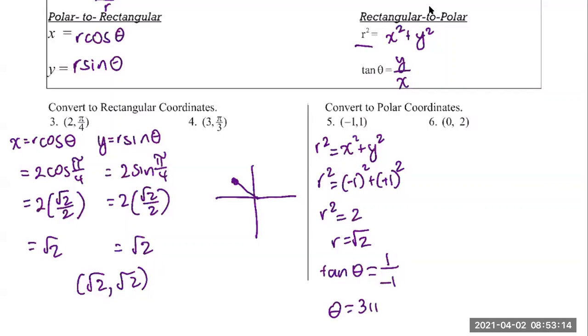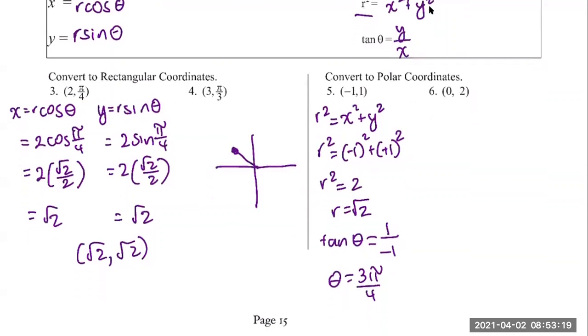So we want to pay attention to where that coordinate point is on the rectangular coordinate system to come up with the correct angle. So if I were to write this as r comma theta, it would be radical 2 comma 3 pi over 4.